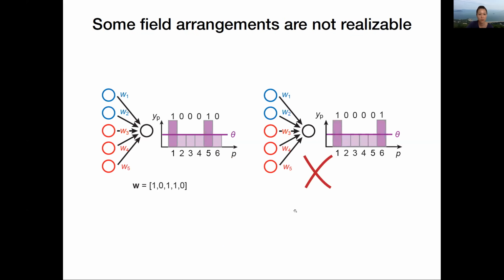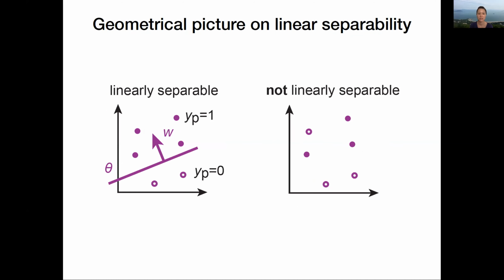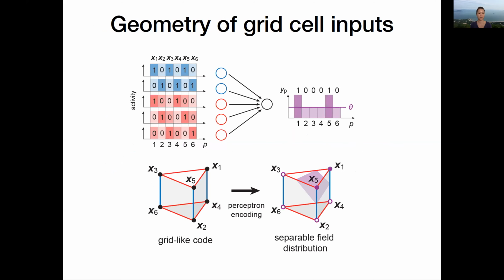However, not all field arrangements can be realized. An example is shown on the right. You cannot find a set of weights W to realize locations 1 and 6 as place fields. Mathematically, this is a question of linear separability. If there exists a hyperplane that can separate the two classes of patterns, then the given arrangement is linearly separable. Otherwise, it is not.